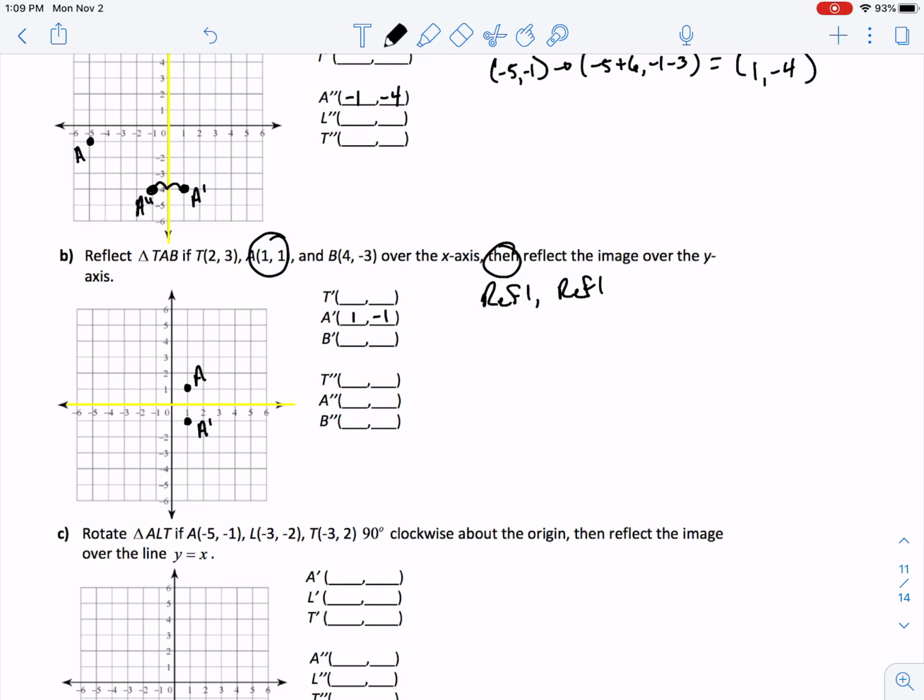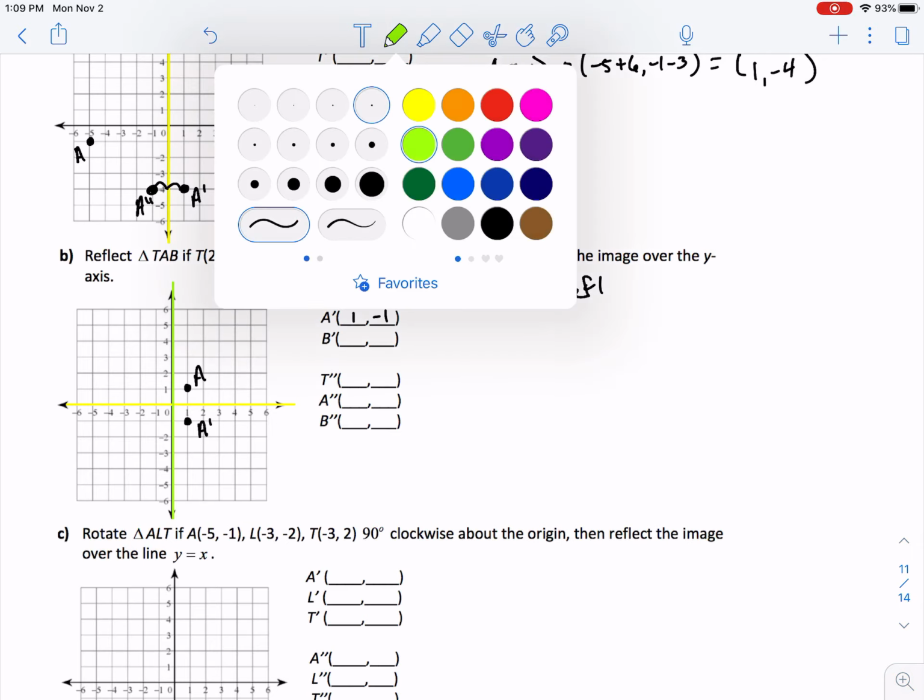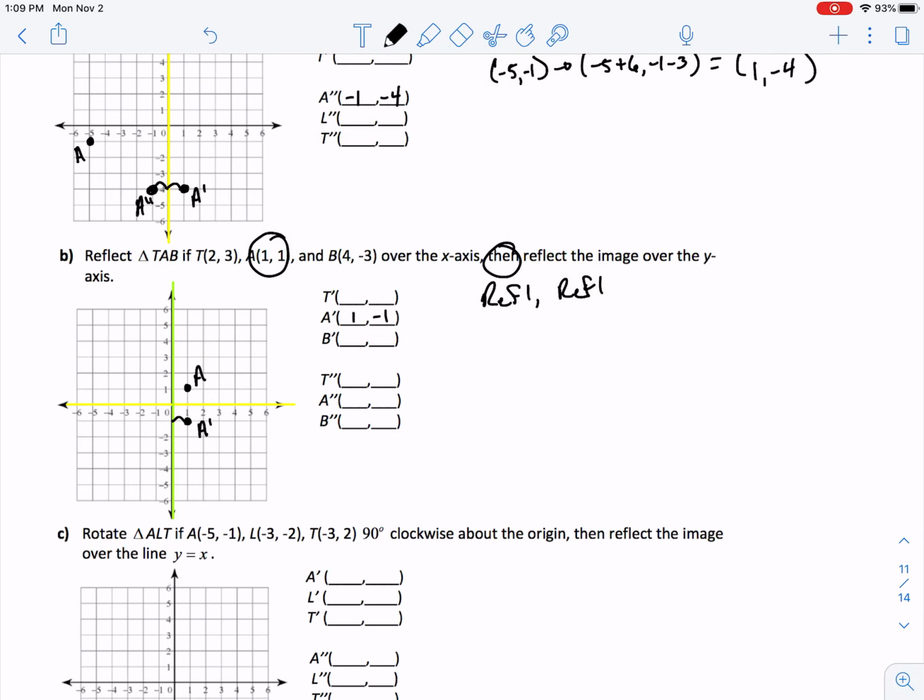Then reflect over the y-axis. My new line of reflection is the y-axis. And I'm 1 to the right, so I go 1 to the left. -1, -1. Okay, and I'm done. I would choose the figure that's got -1, -1. If multiple figures have -1, -1 for A double prime as my answer, then I'm going to choose a different letter.